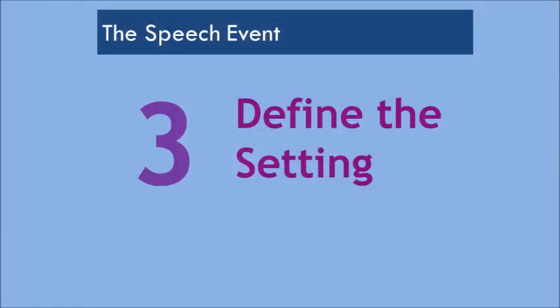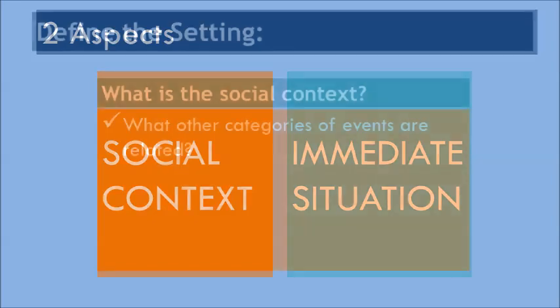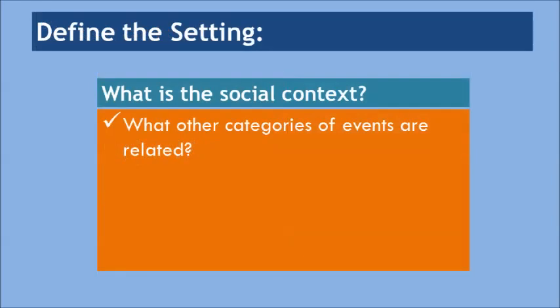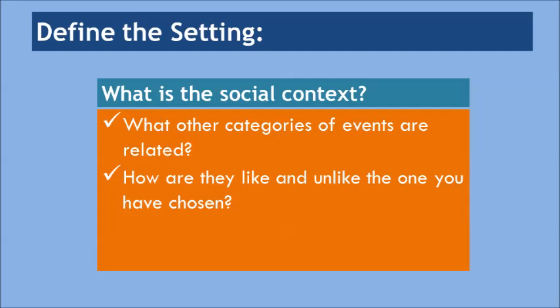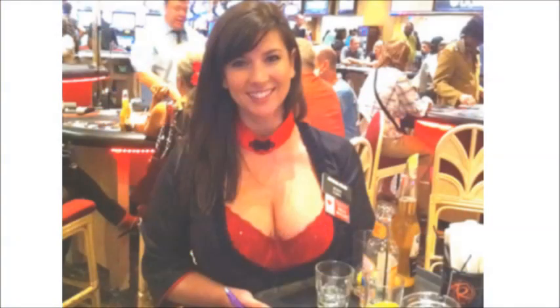Step 3. Define the setting. There are 2 aspects to the setting: the social context, comprising the set of cultural understandings about the setting, and an immediate physical setting or situation. The questions we want to ask to understand the social context include: what are other categories of events that are like this one? How are they like and unlike the one that you've chosen to analyze? Where does this event fit in with other social institutions in the society? Thus, in the U.S., going to the cocktail bar for the male customers is a leisure activity that takes place after work before going home. For the waitresses, it's a job, serving customers for pay.